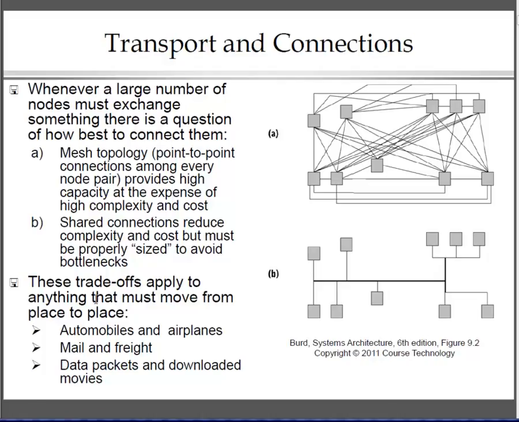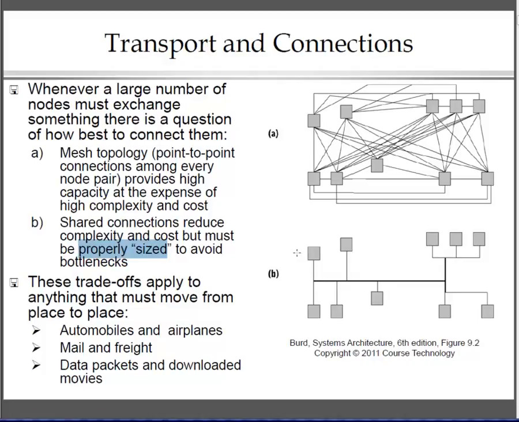So that same sort of issue arises in physical networks as well, and therefore we very seldom see the mesh topology used in any significant large-scale network, be that a computer network or a transportation network. Instead, what we see is some form of shared connections. By sharing those connections, we reduce the complexity and the cost. However, in order to ensure that the network is relatively efficient, we have to properly size each of those connections in order to avoid bottlenecks.